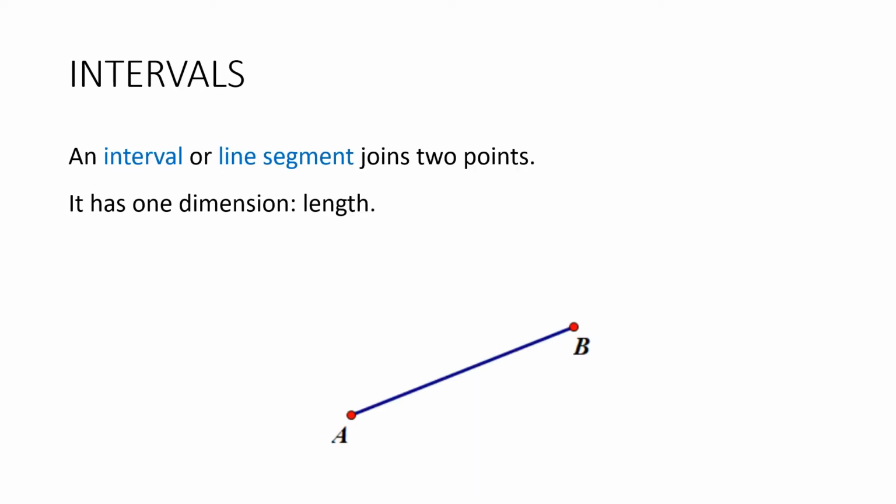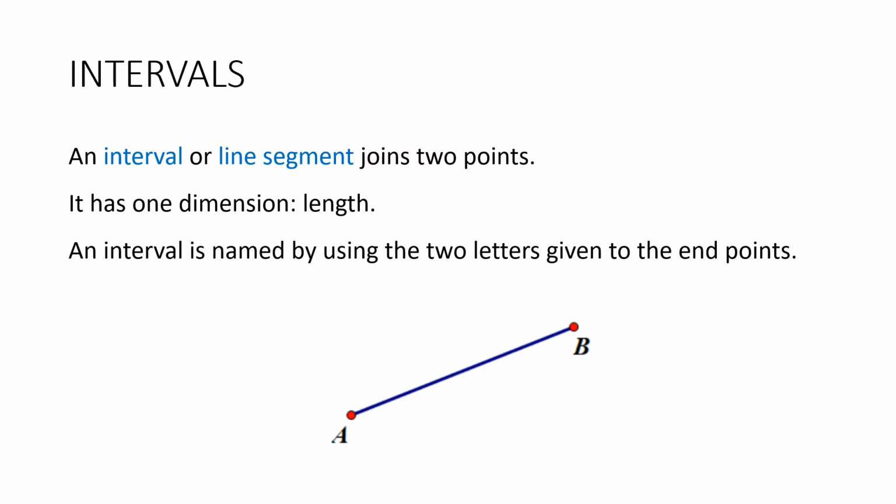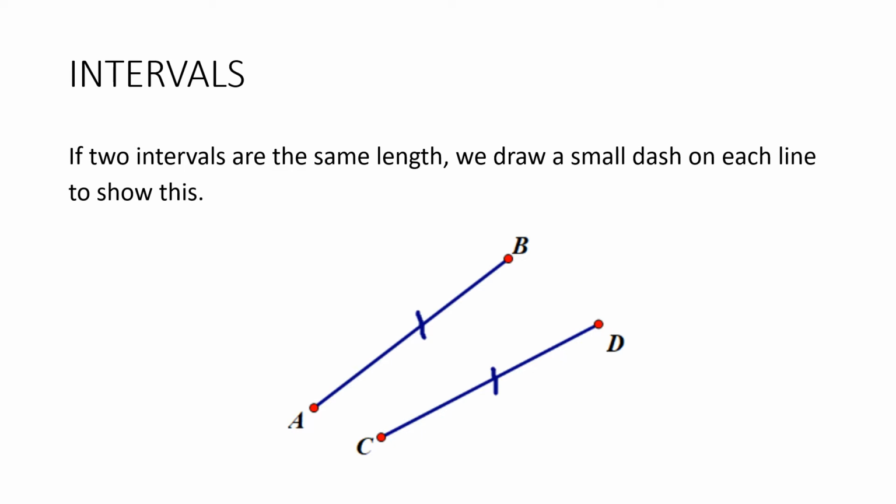An interval or a line segment joins 2 points together, and it has 1 dimension, which is length. Now this is the interval AB. We name it by using the 2 letters that are given to the endpoints. If we have 2 intervals that are the same length, then what we do is draw a small dash on each line to show this. So we could say that AB is equal to CD.